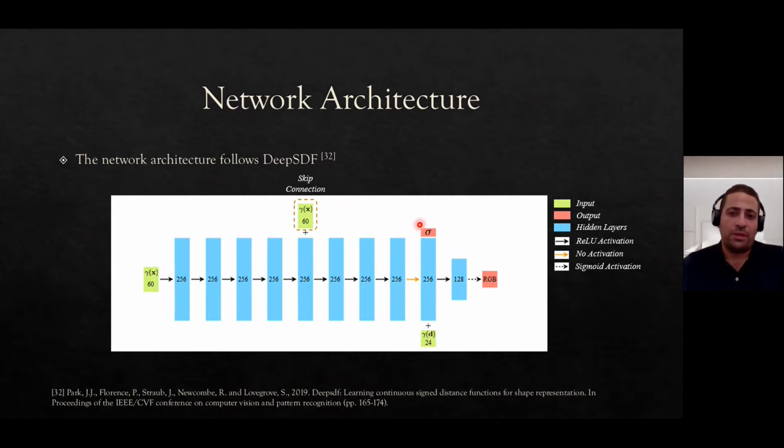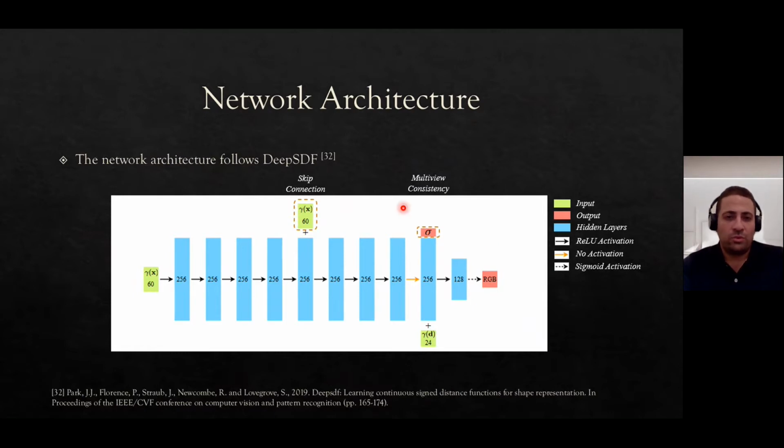And we notice here that sigma, which is the density, is already output here. Like we mentioned in the first slides, this is the multi-view consistency property: sigma depends only on the position and doesn't depend on the viewing direction. And from the final layer we have the RGB output, which is the color that depends on both the direction and the position.